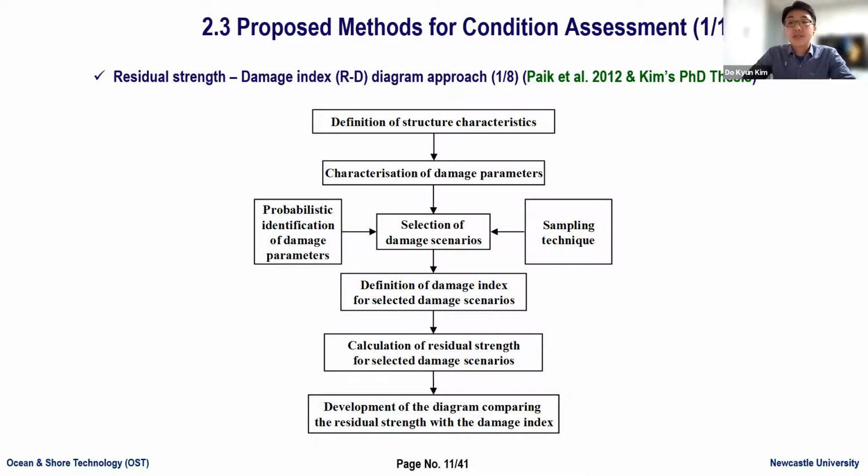So once we establish this kind of diagram, of course, we can simply identify the damaged area, amount, and location, and then we can calculate the damage index, substitute it into the diagram, and then we can check whether the structural capacity is lower than the criteria or not, isn't it?